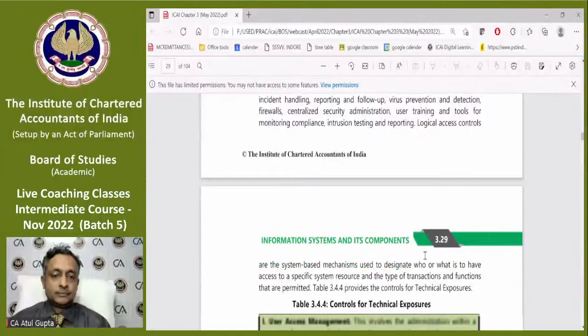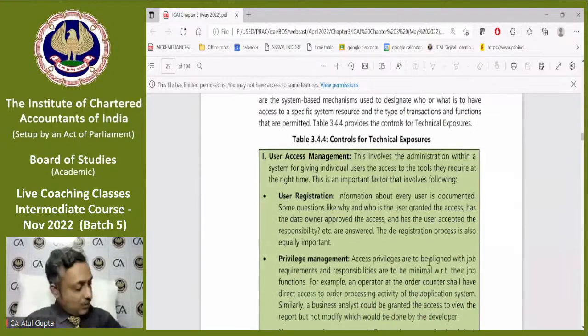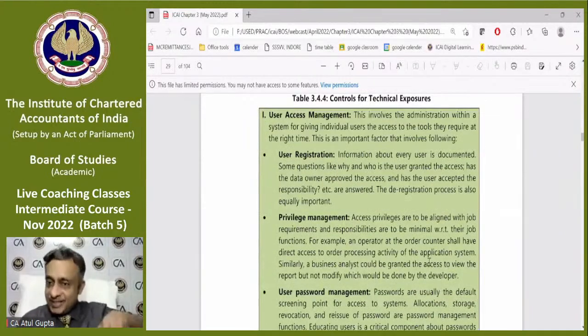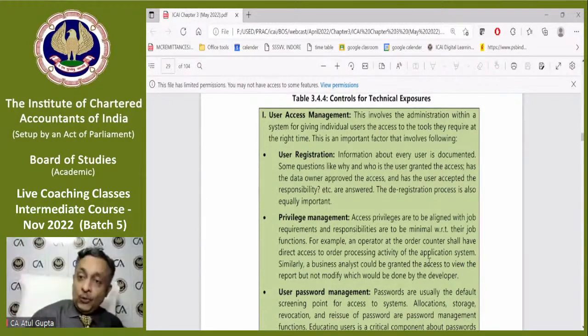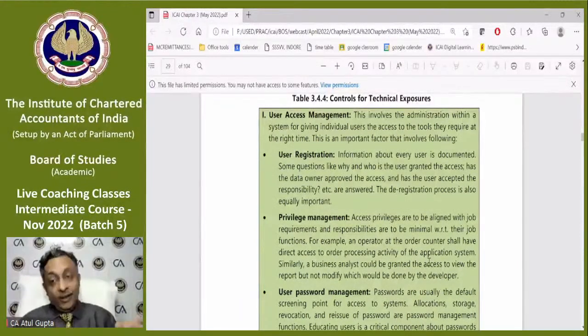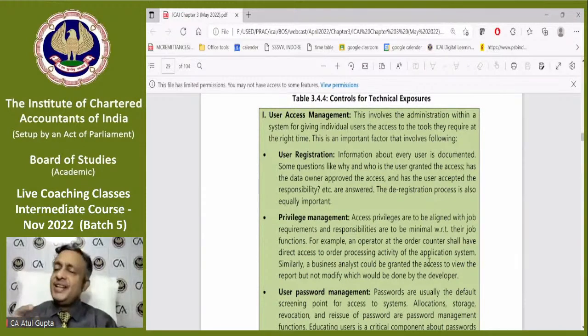Now, this topic is absolutely important, not only for this chapter but for the whole syllabus, all the 5 chapters, and once you become chartered accountants, this is one of the services you can do from day one. I'll share many examples on this.